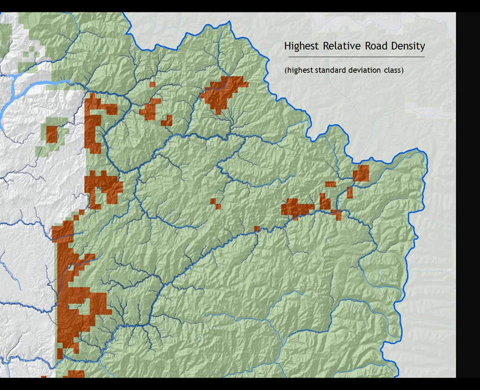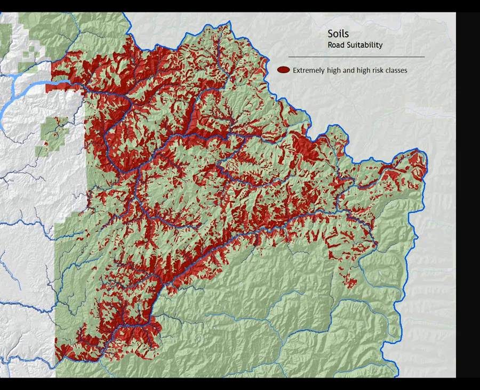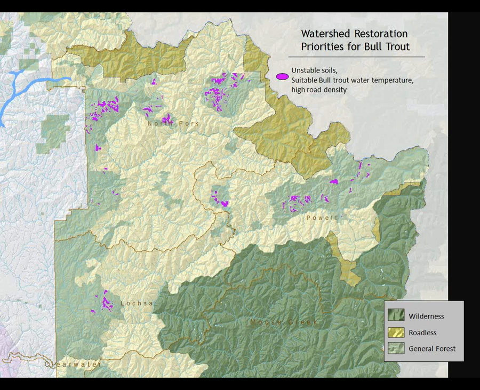shows you where the extremely high and high risk classes are for road suitability in terms of slope stability. These are unstable slopes. And so if you have a high road density in spawning habitat for bull trout that also has unstable slopes, then that's what you see here in purple. And you can, again, identify places.